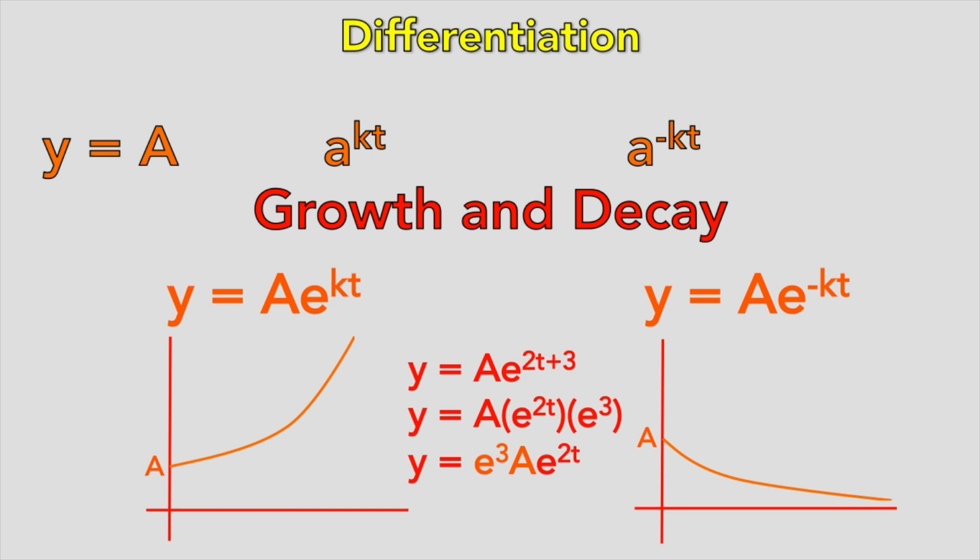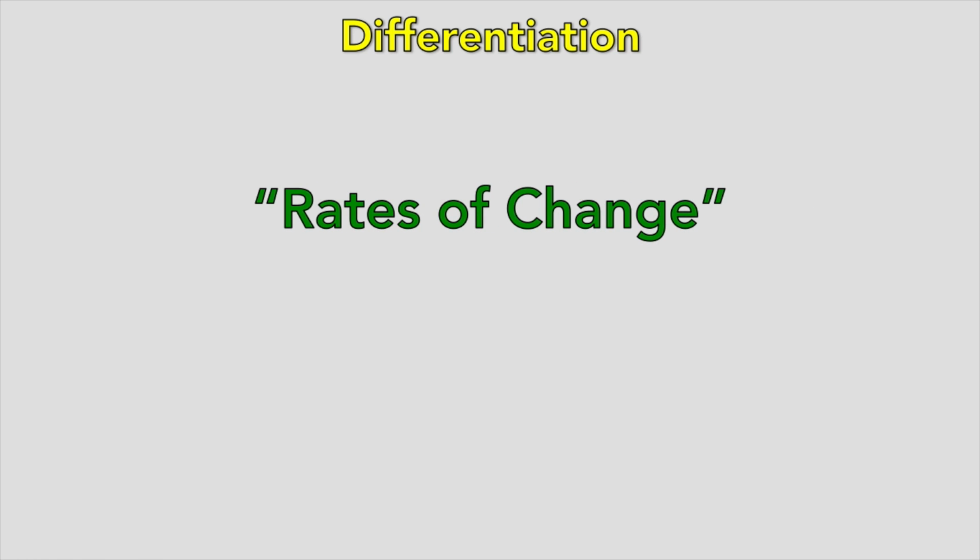Carry on. Rates of change, usually of populations over time, can be found with the differential dp over dt. This is where you won't like differential equations.